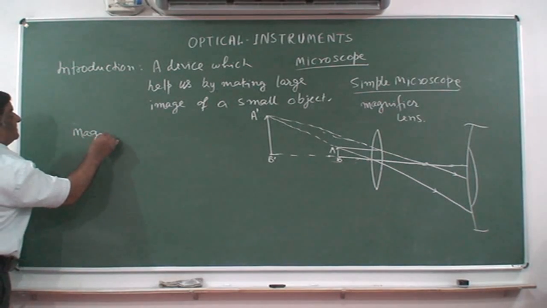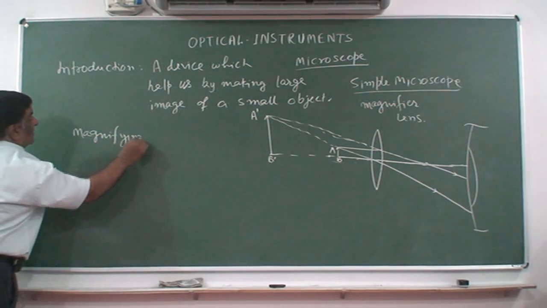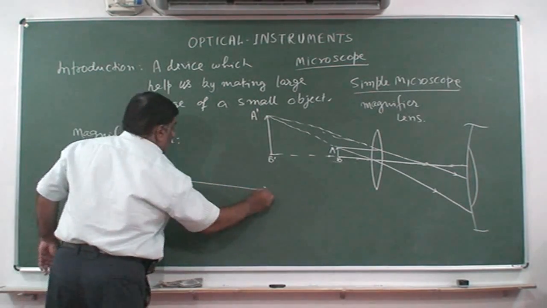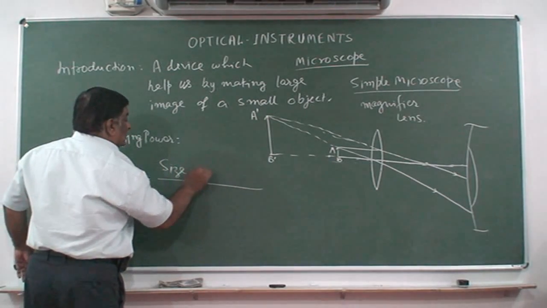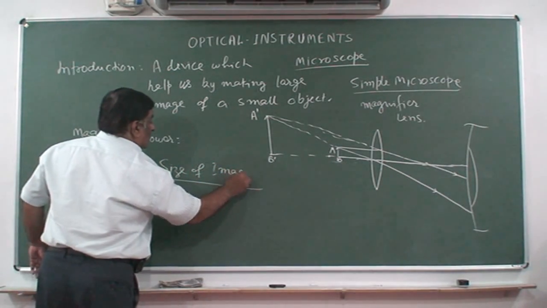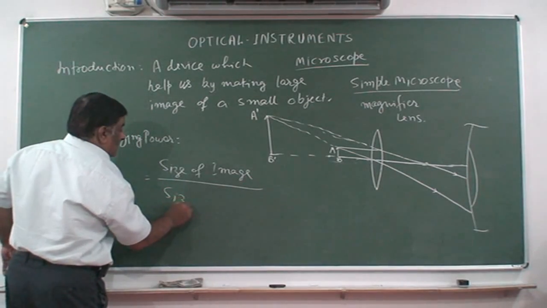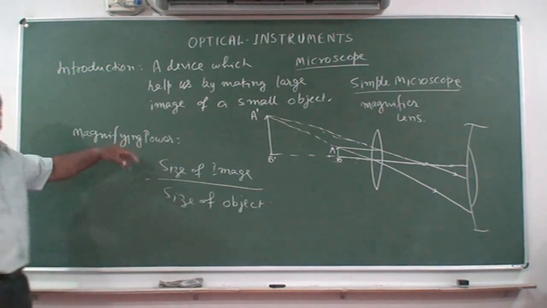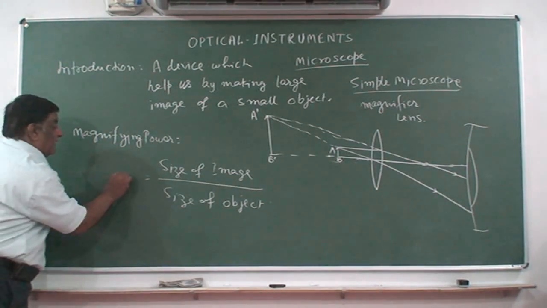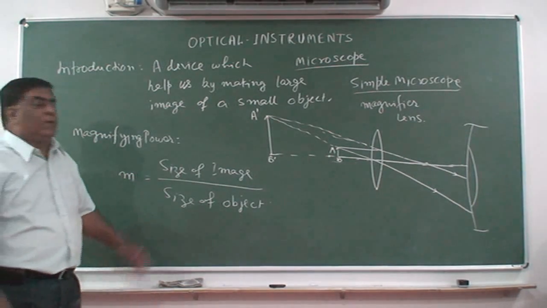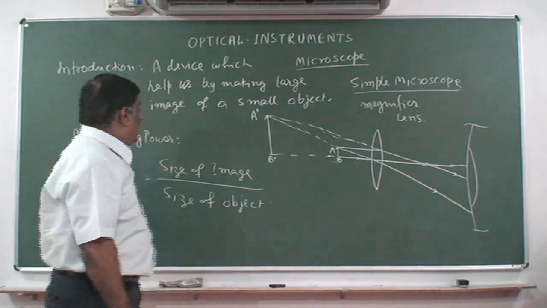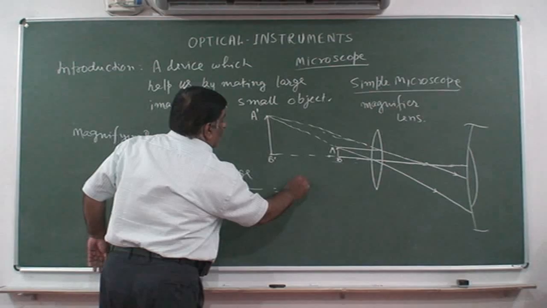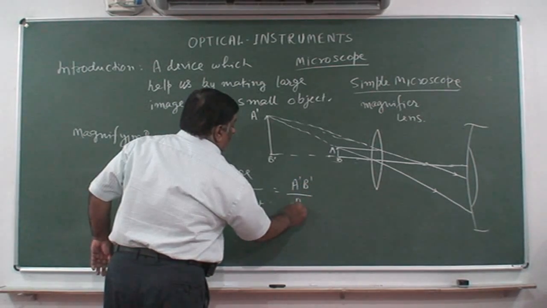So magnifying power is equal to size of image divided by size of object. This is magnifying power, and normally we write it with M. So this is magnifying power. Okay, size of image, size of object. This is A dash B dash upon A B.